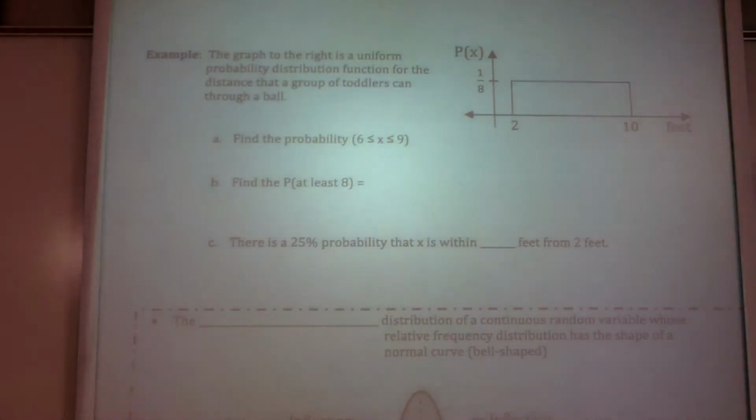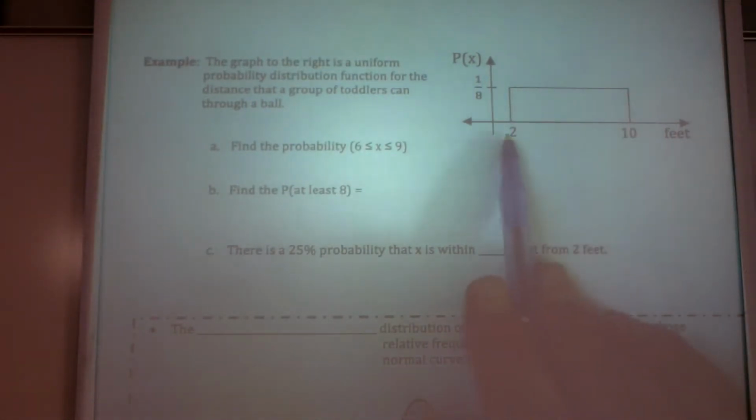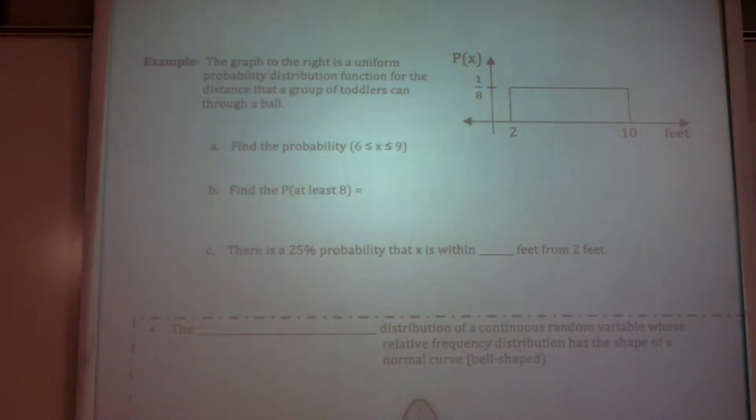Alright, this says the graph to the right is a uniform probability distribution function for the distance that a group of toddlers can throw a ball. So we're taking a bunch of toddlers and we're saying, hey, go throw a ball. And we're saying that they can throw it between 2 to 10 feet. And the probability that they throw it 2 feet, 3 feet, 4 feet, 5 and a half, 6 and a third, whatever, it's all the exact same, which is 1 out of 8.